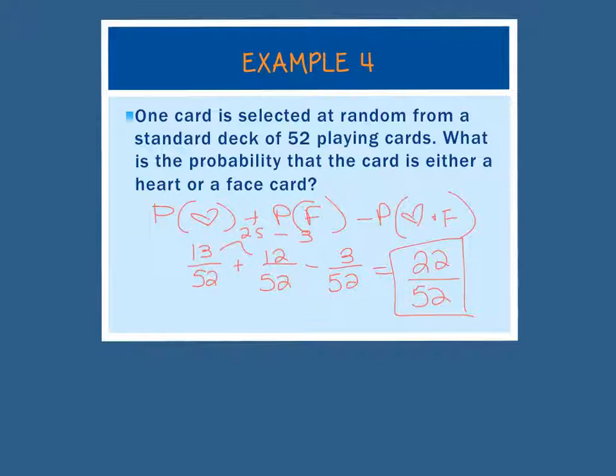Do you simplify? Yes, you simplify that. The answer's not done. Sorry, I got distracted by the light bulb. This should be 11 out of 26. Every answer should be simplified.